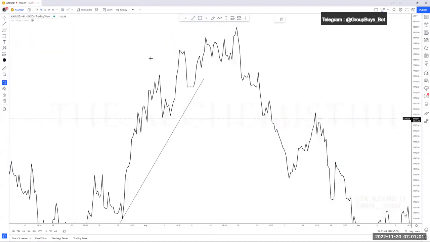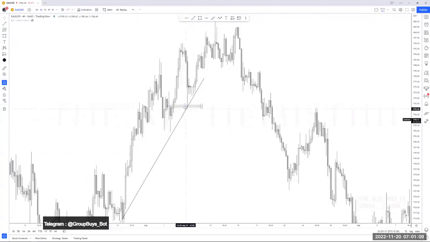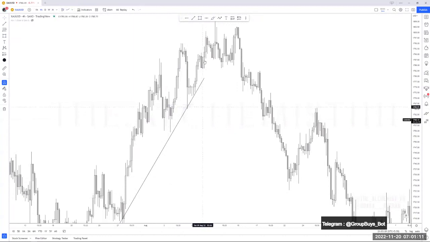This right here is in line with this level. A broken resistance turns into support. Can you see that? A broken resistance turns into support. So what happens? Taps, starts to fly up. Or else we even have these open close levels.